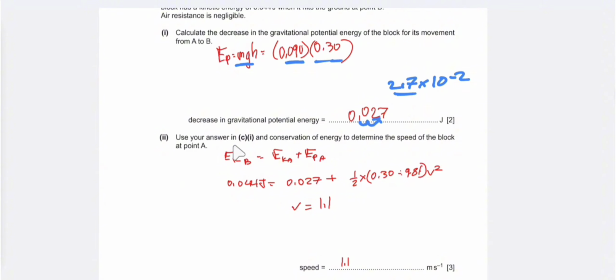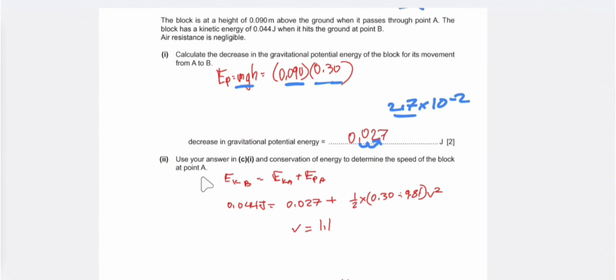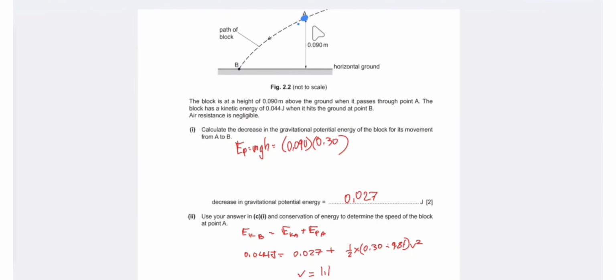Then use your answer from C1 and the conservation of energy to determine the speed of the block at point A. So we need to find the speed of the block at point A. That is, at point A, we need to find the speed.